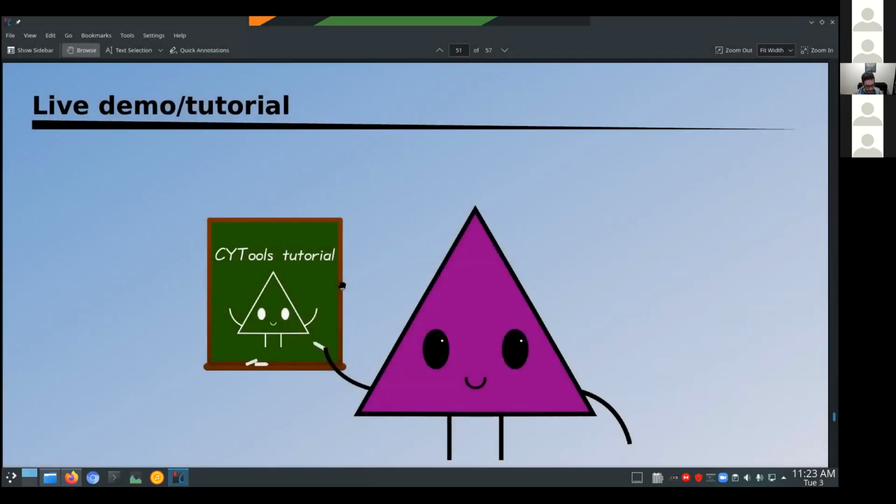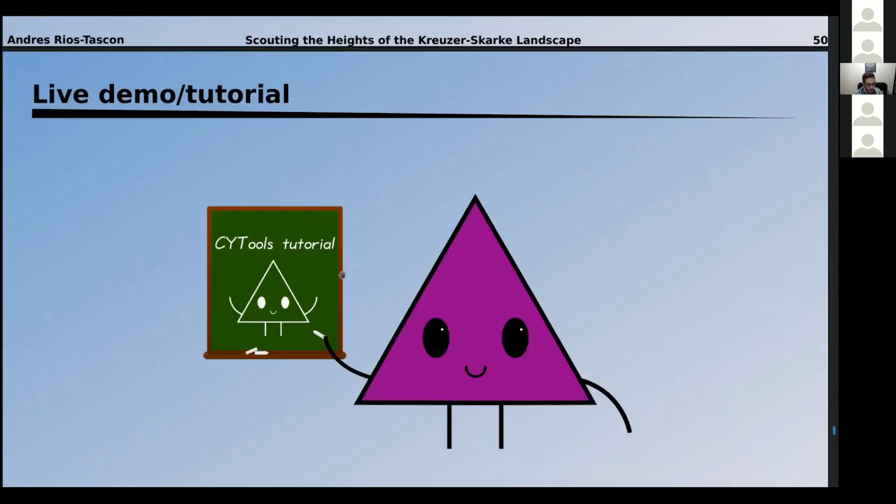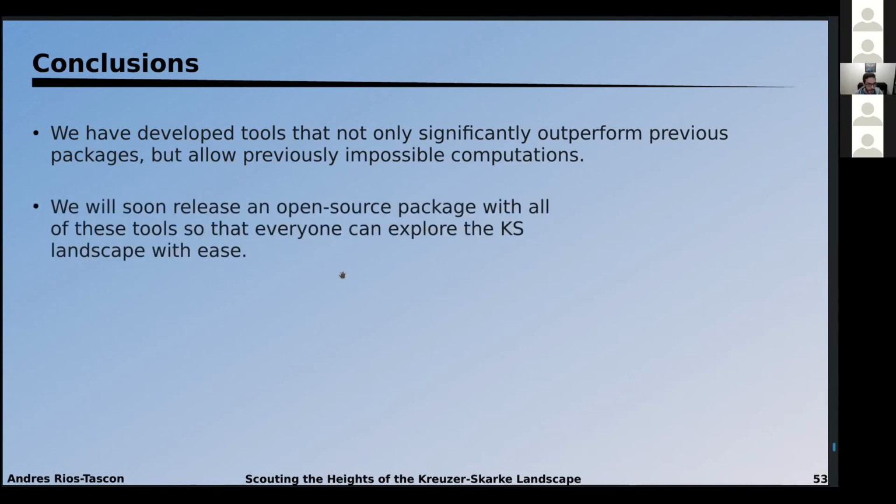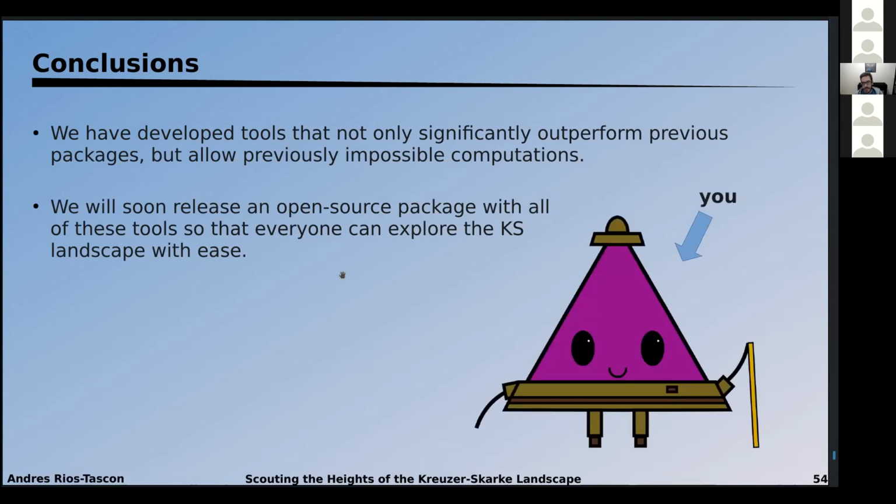Okay, so now let me go back and conclude. So in conclusion, we have developed tools that not only significantly outperform previous packages, but allow computations that were straight up impossible to do in things like Sage. We'll soon be releasing our open source package so that everyone can explore the Kreuzer-Skarke database with this, so that you can be an explorer like this.